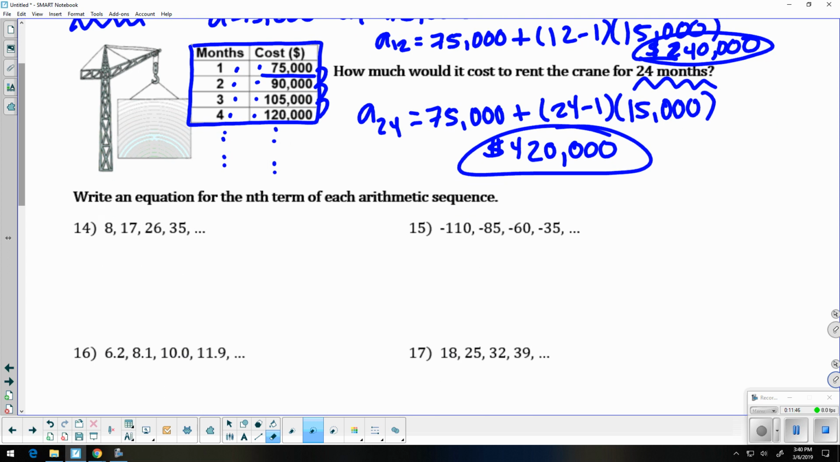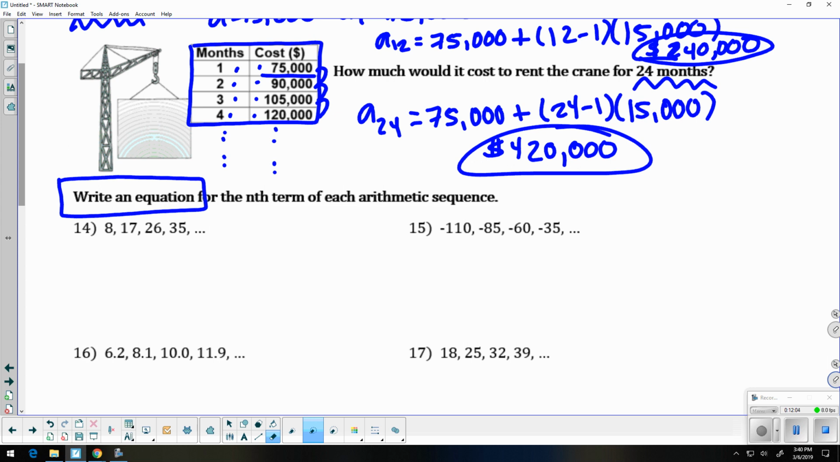So for the next one, it says that we want to write an equation for the nth term of each arithmetic sequence. So our objective is this right here. Your answer is actually going to be an equation. You need to write an equation for the nth term of each sequence. So you're writing down an equation that you can use to find any term of this sequence.